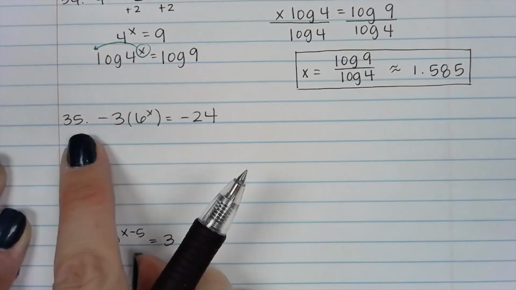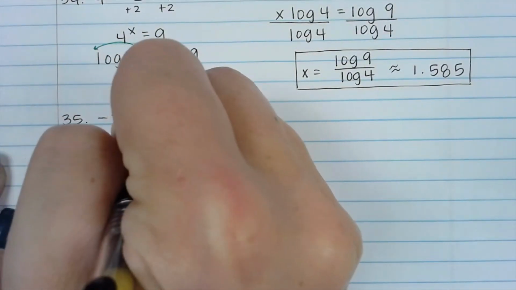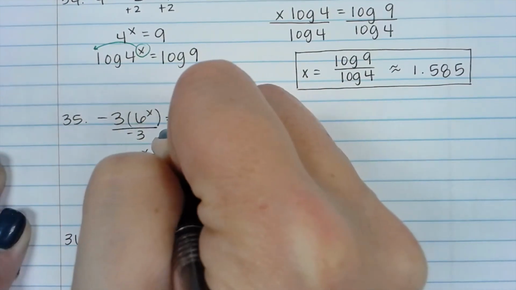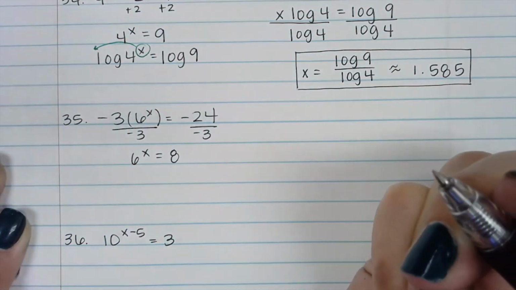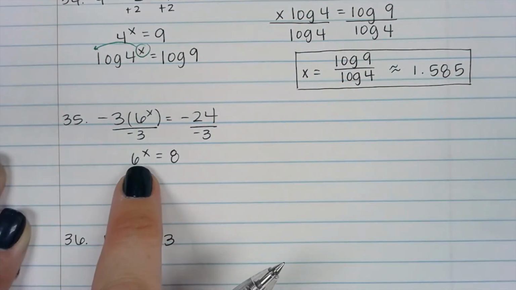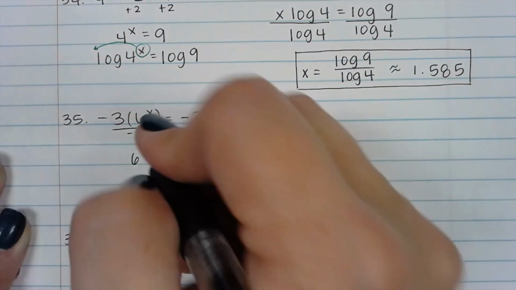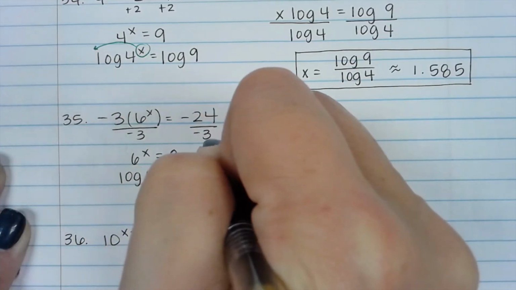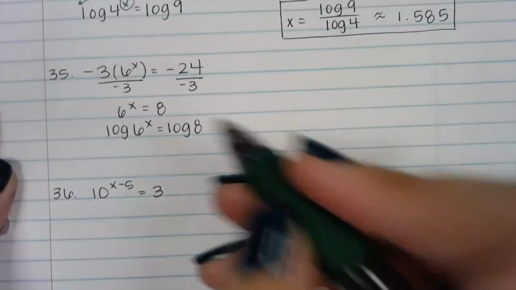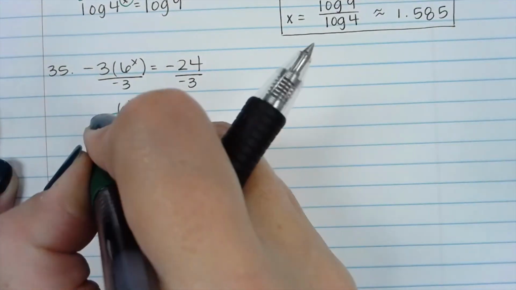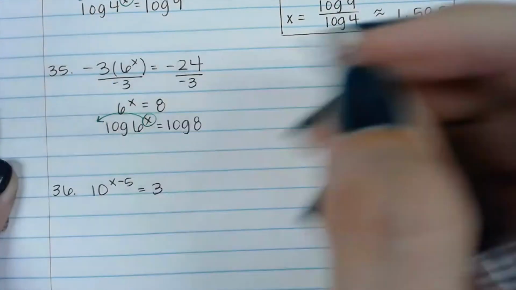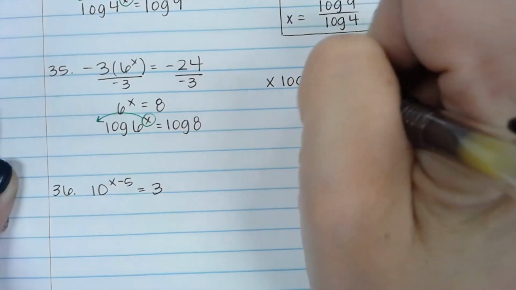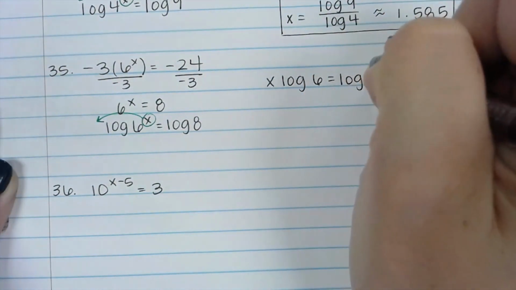You have to get the base all by itself. So for question 35, I need to start by dividing both sides by negative 3. That's going to give me 6 to the x equals 8. When you get to the part where you have the base all by itself and you're not sure what to do, that's when you log both sides. The reason why you're taking the log of both sides is because you have to get the x out of the exponent, so that's going to flip it out front. That's going to turn this one into x log 6 equals log 8.